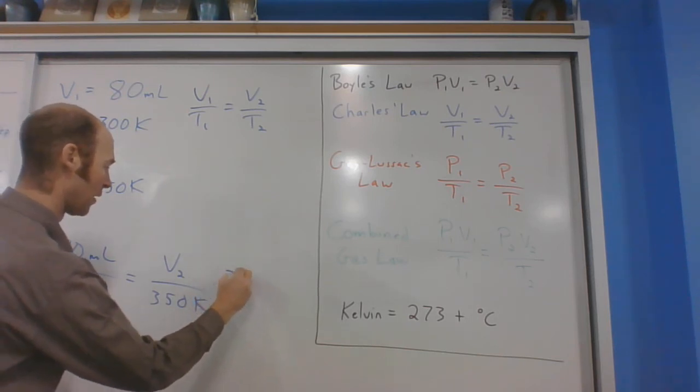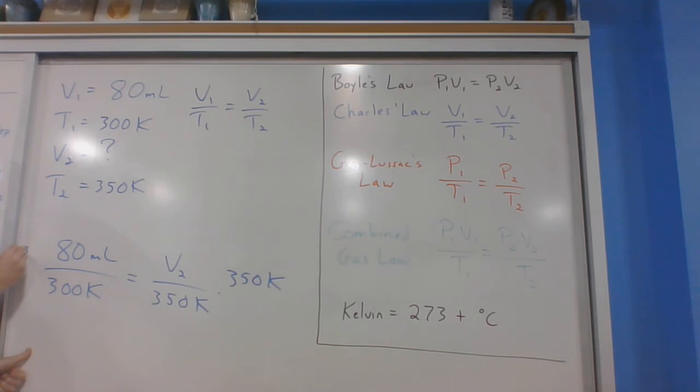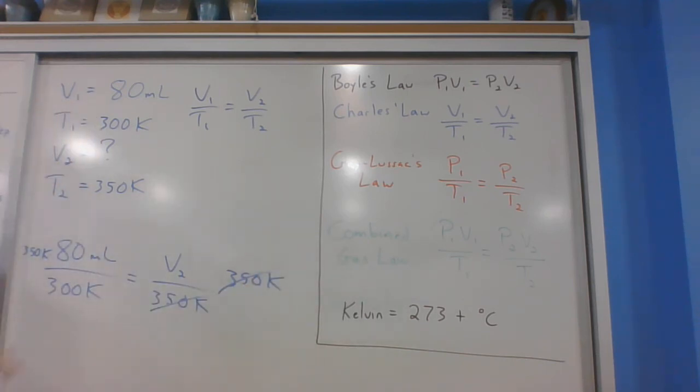So times 350K, and that's 350K over here. This divided by itself, bam, disappears into mathematical oblivion. Kelvin divided by Kelvin cancels, so we know our final volume will be in milliliters. But what's the number? 350 times 80 divided by 300.